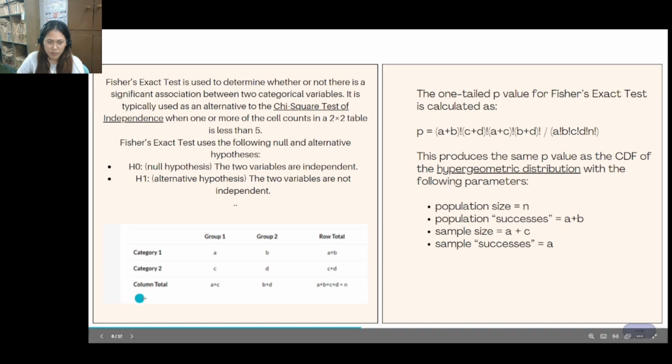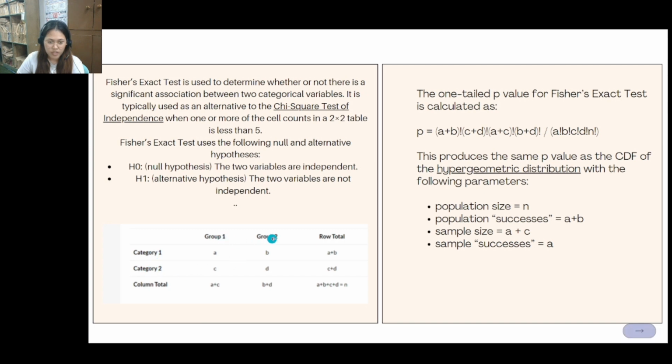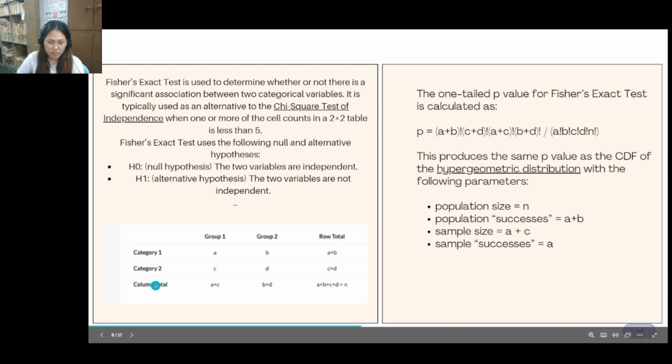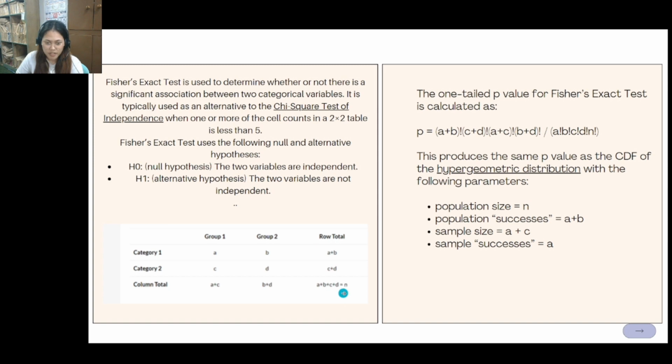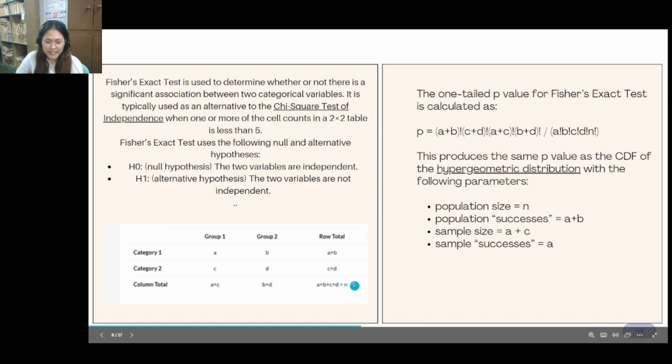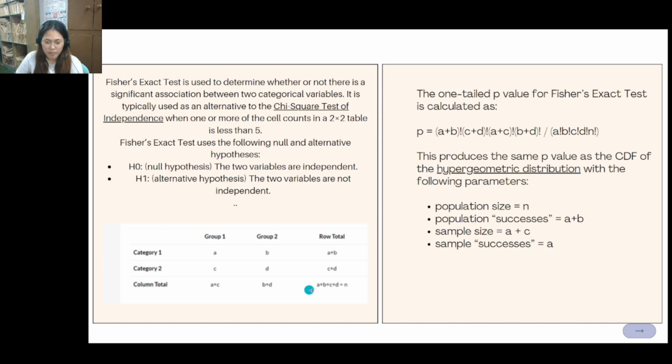As you can see, we have here a 2 by 2 contingency table. Category 1, Category 2, group 1, and group 2. A plus B, C plus D, A plus C, B plus D. And then we have the column total or our total row. A plus B plus C plus D is equal to N. Later, we're gonna discuss how we can compute N.